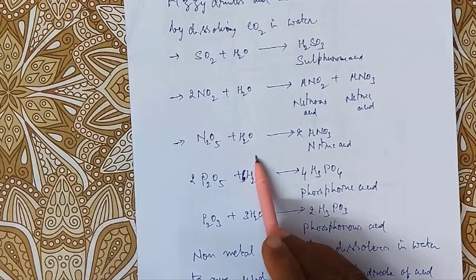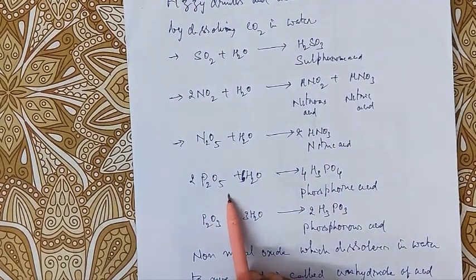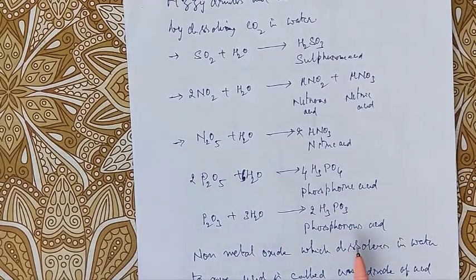Dinitrogen pentoxide dissolves in water, we get nitric acid. Phosphorus pentoxide dissolves in water, we get phosphoric acid. Similarly, phosphorus trioxide dissolves in water, we get phosphorous acid.